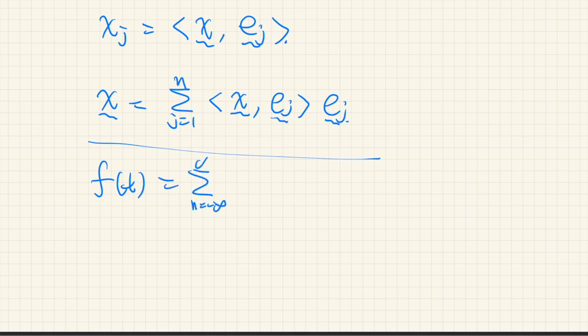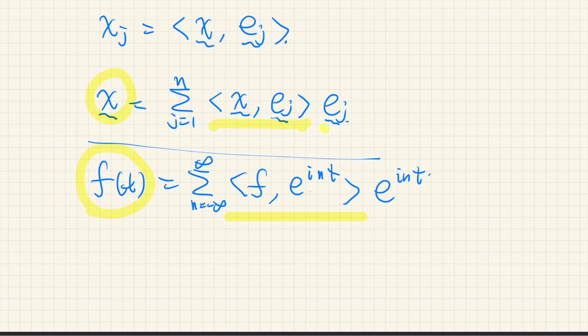And from negative infinity to positive infinity, the inner product between f and the basis vector, exponential of i n t. So the vector x corresponds to the function f, and this inner product corresponds to this inner product, and this vector corresponds to this vector.